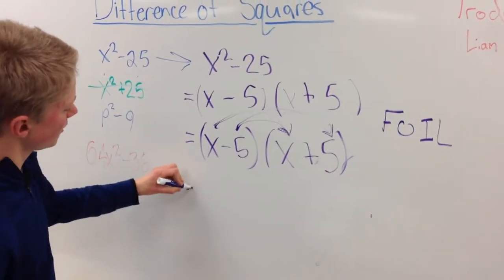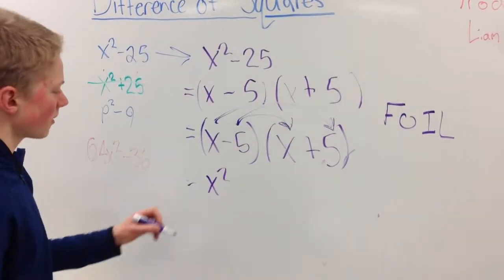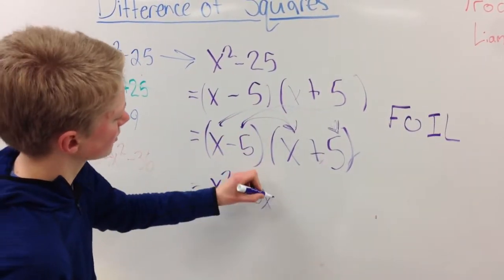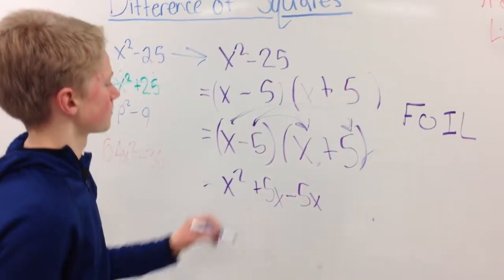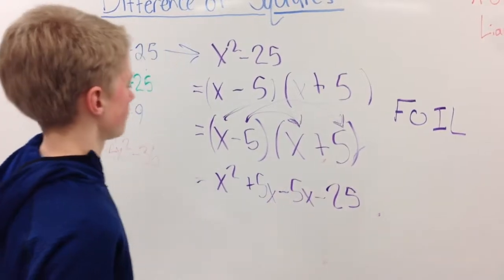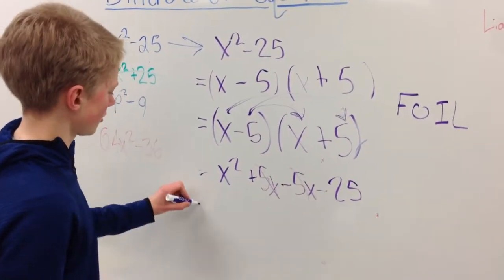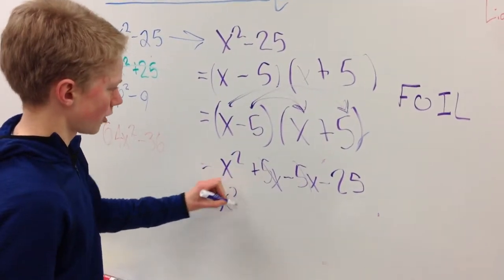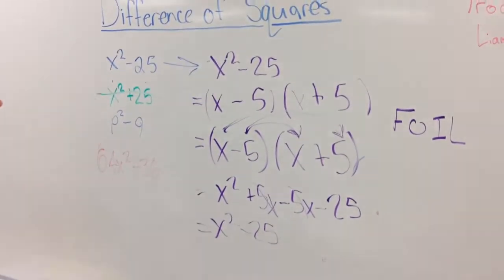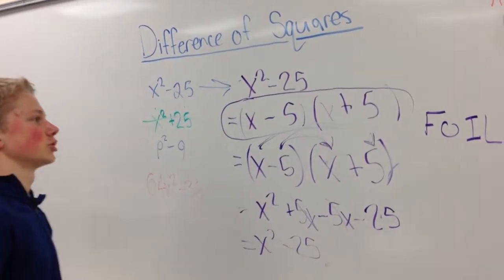Let's multiply the x by the x to get x squared. Then we'll multiply the x by the 5 to get plus 5x. Then the negative 5 times the x to get minus 5x. And then the negative 5 times the positive 5 to get negative 25. Then we add together our like terms, and these two cancel out, leaving us with x squared minus 25, which is the same as what we started with. So this is the final answer for a factored equation.